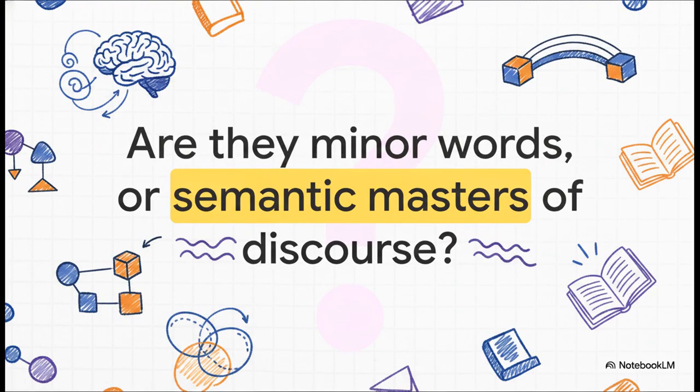As we wrap up this academic explainer, I want to leave you with a bit of a provocation. Now that we've explored the taxonomy, the phonology, the dimensional theory, and the abstract logic behind all of this, it's pretty clear these are far more than just minor connecting words, aren't they? They are the structural, spatial, and semantic masters of English discourse. So how will mastering these relational bridges transform your own linguistic competence?